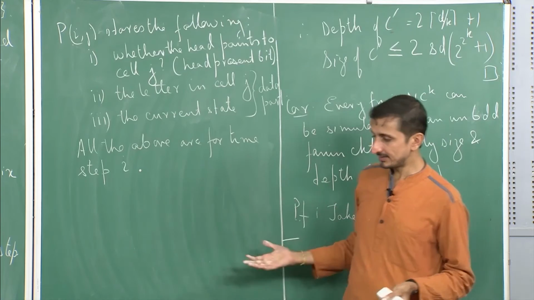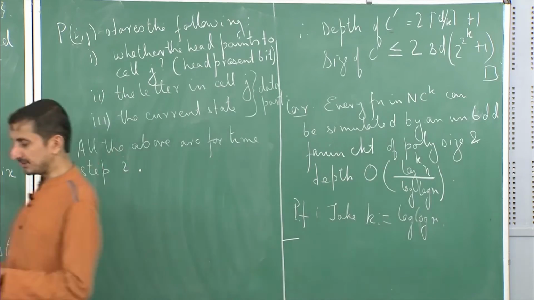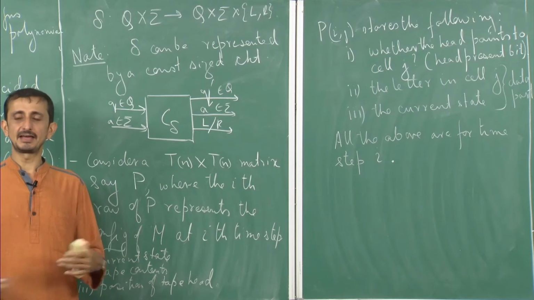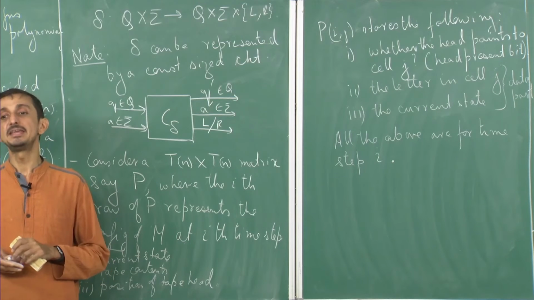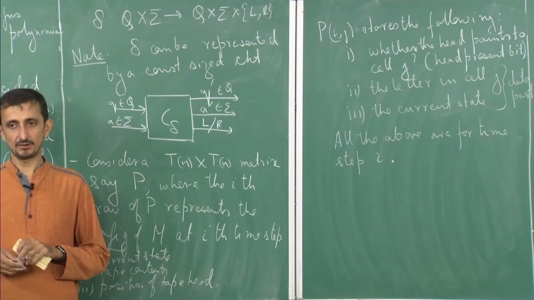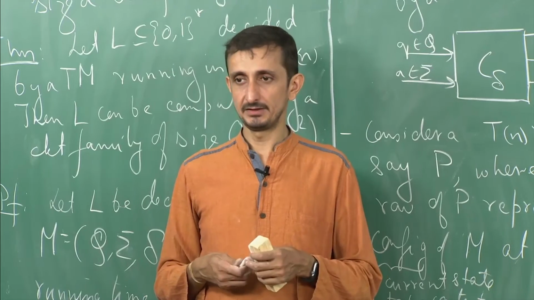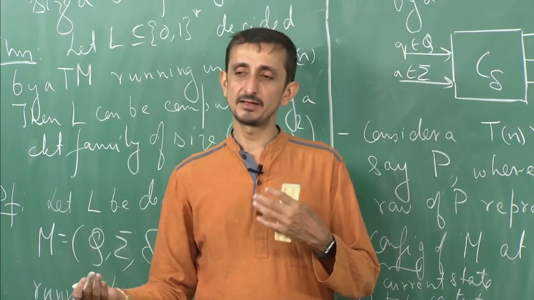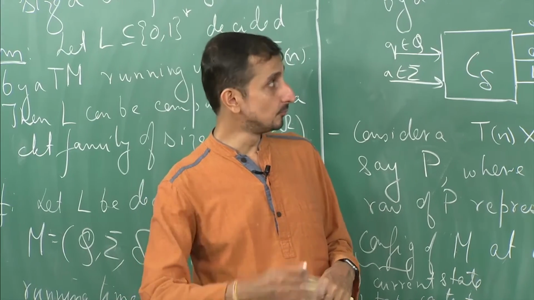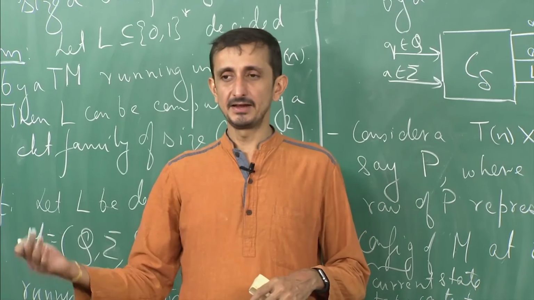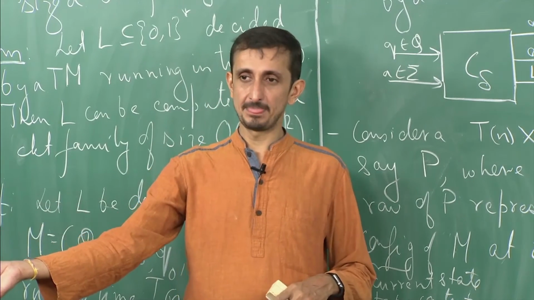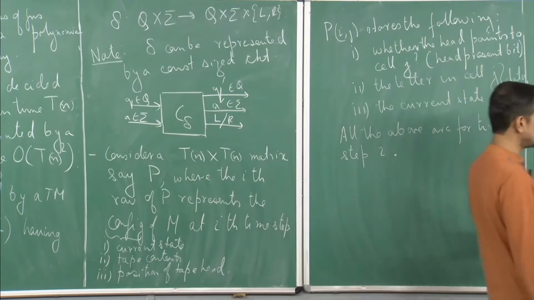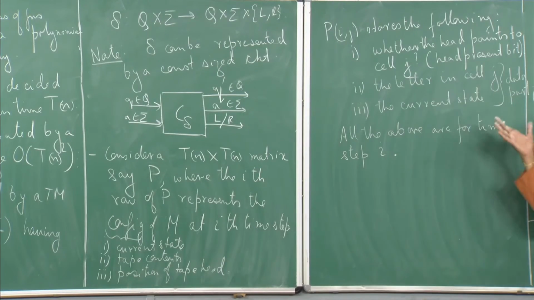Okay. Now the point is that if the machine has a running time T(n), then at no point in time can it go beyond T(n) many cells, because at each step it can only move one cell. So even if we assume that at each step it moves left or right, it can only go up to the T(n)th cell. So we do not have to store any information of any cell beyond T(n).